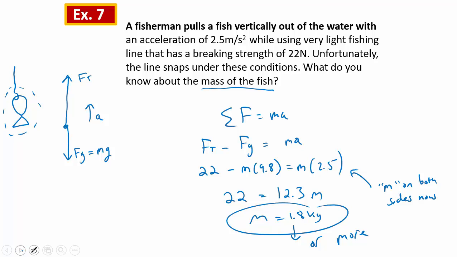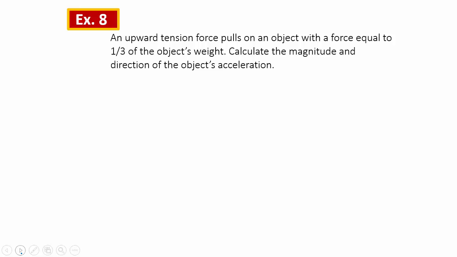All right, we've got one more example. So number 8, it says an upward tension force pulls on an object with a force equal to 1/3 of the object's weight. So I'm going to go ahead and draw a little force diagram here. It says we've got a tension force that is 1/3 of the object's weight. Okay, so it doesn't actually give me any information about mass. It doesn't even give me any values. It just gives me this kind of ratio.